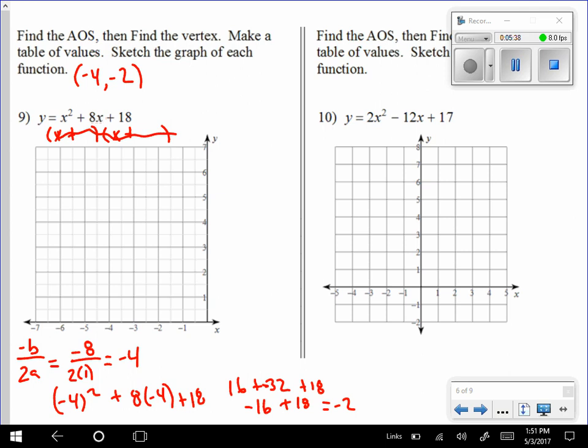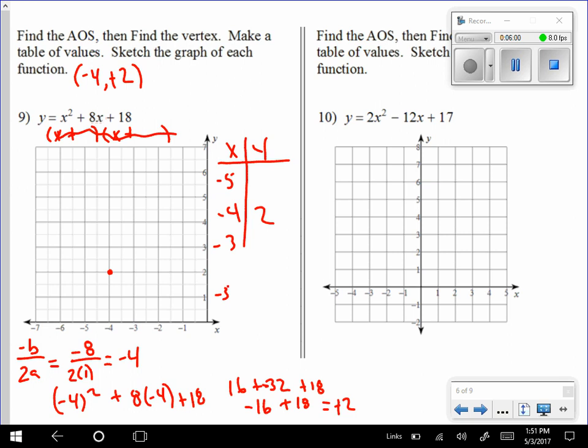No? Positive 2. There we go. So XY chart, because 18 is off the graph, negative 4, 2. So you could either do negative 5 or negative 3. I tend to like to work with smaller numbers, but whatever works for you.